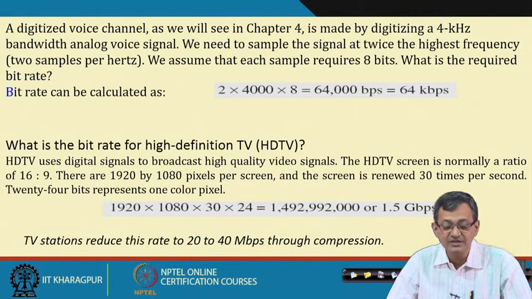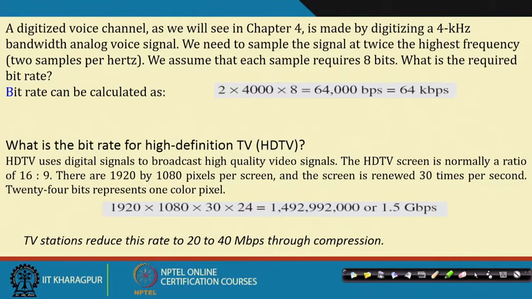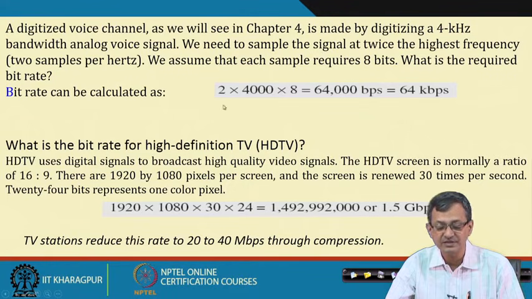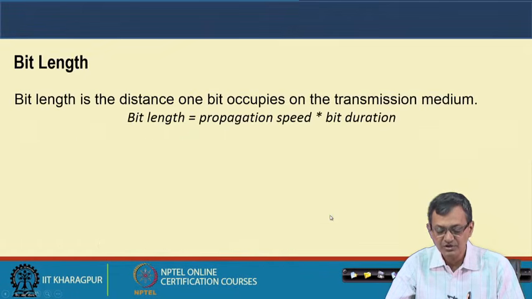Similarly, for digitized voice, as we see somewhere, it is digitized at 4 kilohertz and we need to sample at twice the highest frequency, and then we can get a bit rate. Similarly, what is the bit rate of HDTV? We can calculate it with the refresh rate and so forth. So, this way I can calculate the bit rate.